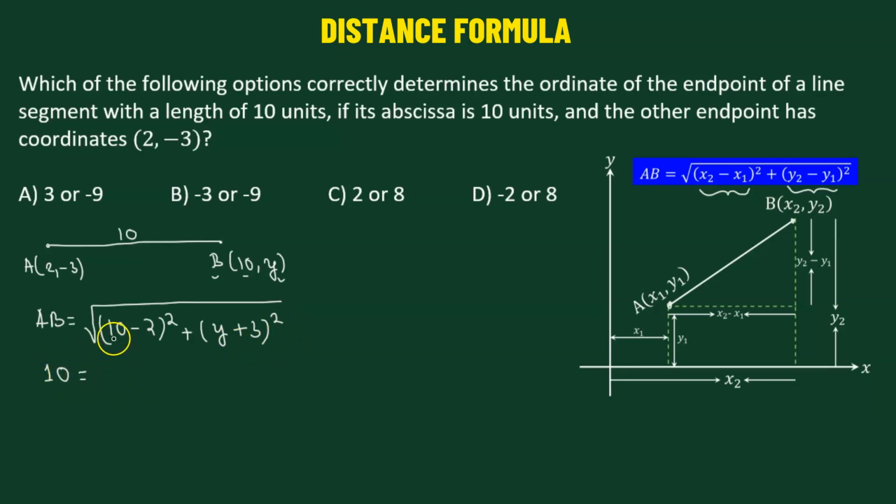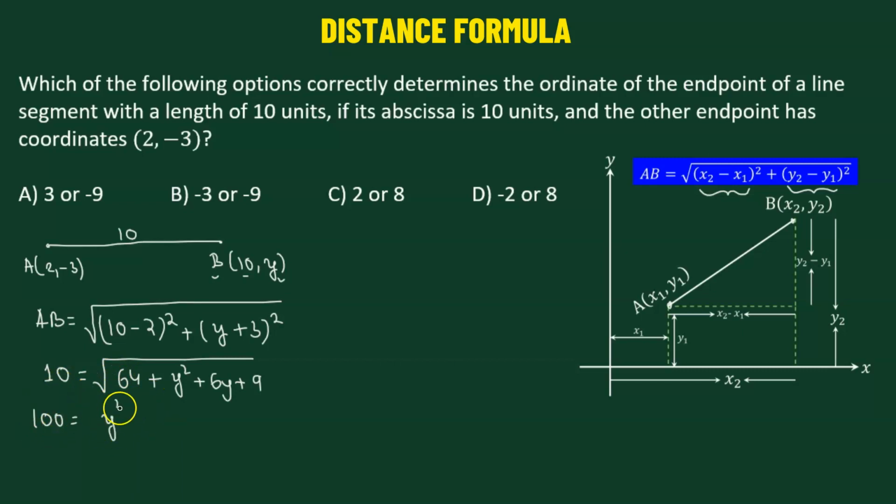So we have 10 equals the square root of (10 - 2) whole squared, so that's 8. 8 squared is 64. Let's expand (y + 3) whole squared. We get y squared plus 6y plus 9. Now we'll get rid of the square root by squaring both sides to get 100. So the square of 10 is 100.